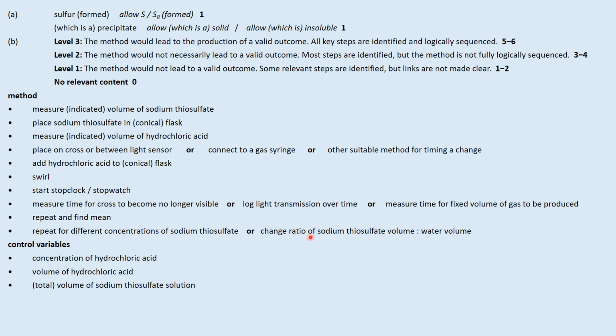This down here, what they're doing is essentially changing the concentration, isn't it? So you could actually say, if you were using 20 centimetres cubed of sodium thiosulfate, you could on the second run use, I don't know, 15 centimetres cubed of sodium thiosulfate and 5 of water. So total volume is the same, but you've diluted it.